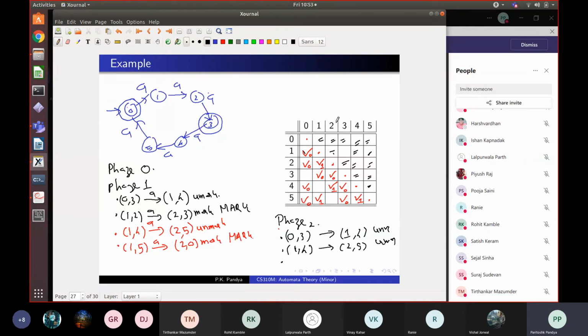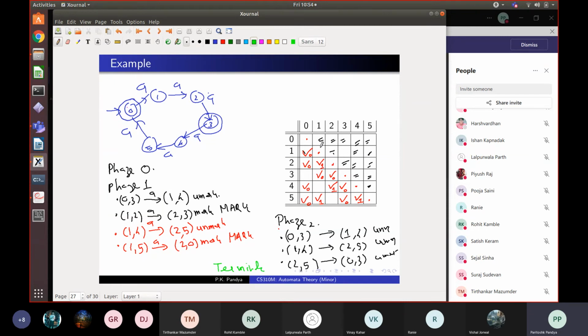Now we have this last square, 2,5. What happens to 2,5? 2,5 goes to 3,0, or 0,3, same thing, which is also unmarked. So all three remain unmarked. There was no progress in phase 2 and we finish. So the algorithm finishes here, after phase 2.